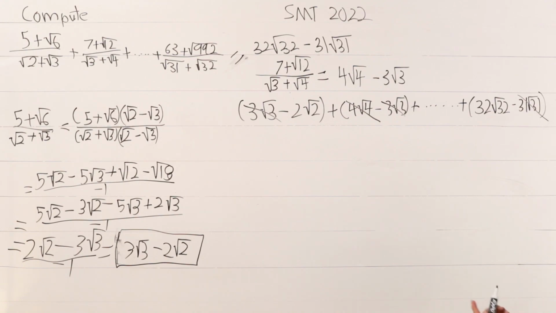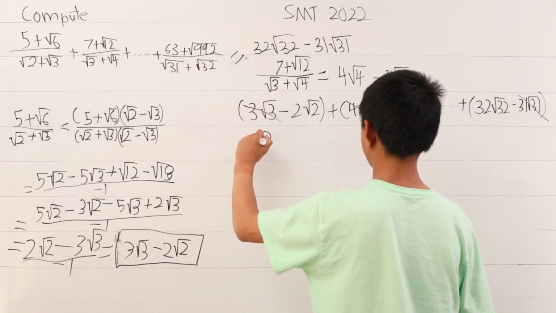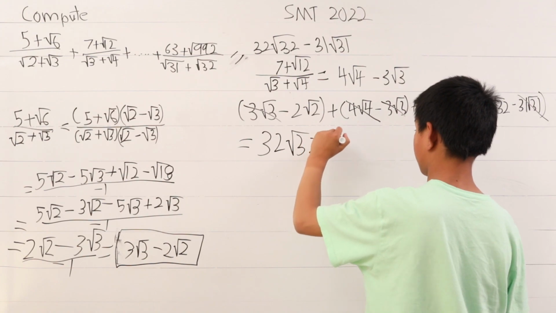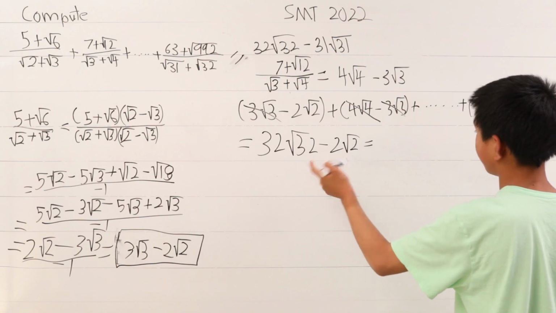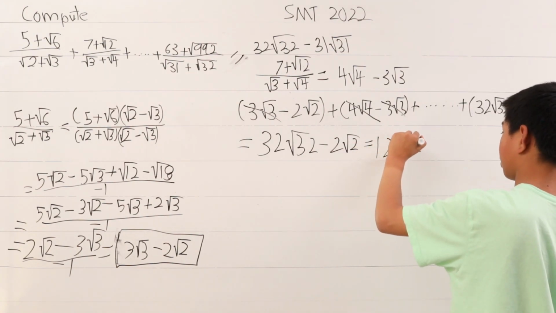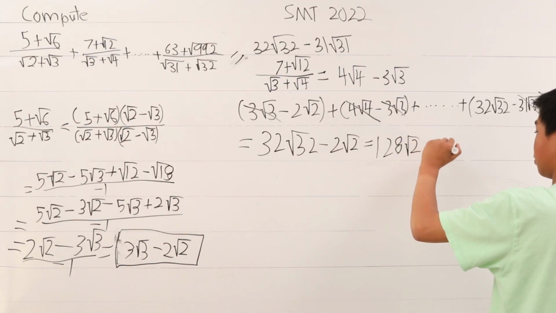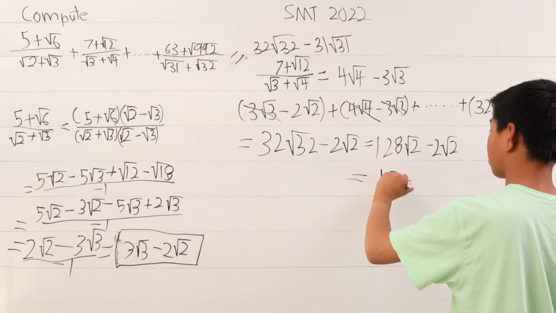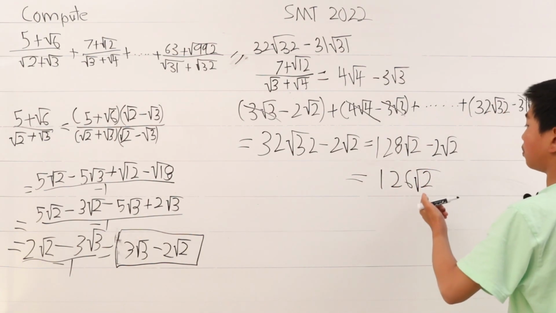So what you're really left with in the original equation is that all we have to do is compute what 32 times the square root of 32 minus 2 times the square root of 2 is. By factoring, we can make this 128 times the square root of 2, which is what it is when you take out the 16 factor, minus 2 times the square root of 2. So our final answer is 126 times the square root of 2. So we have computed that.